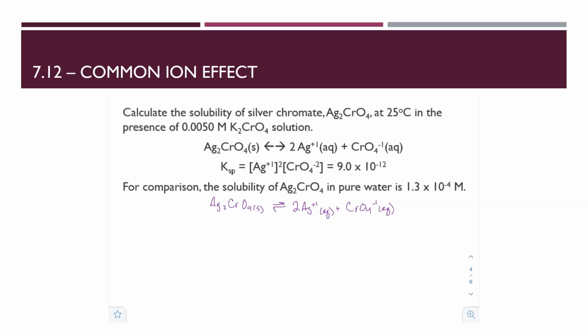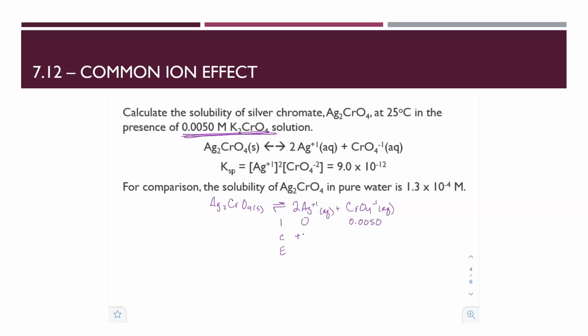And then we're going to use an ice table to set up and organize our information. We know we're not going to include the solid in our equilibrium expression, so we're not going to worry about that. Initially, we have no silver in this solution, and initially we have 0.005 molar chromate, because we have 0.005 molar potassium chromate. There's 1 chromate ion for every 1 potassium chromate particle, so that is a 1-to-1 ratio for the concentration. So that's the existing amount of chromate ion.